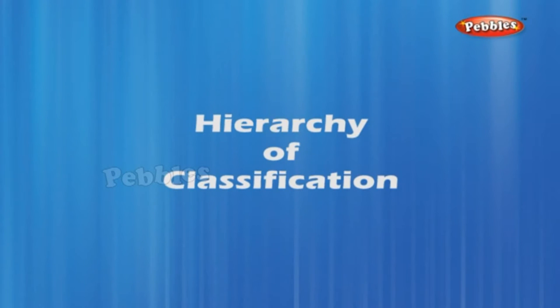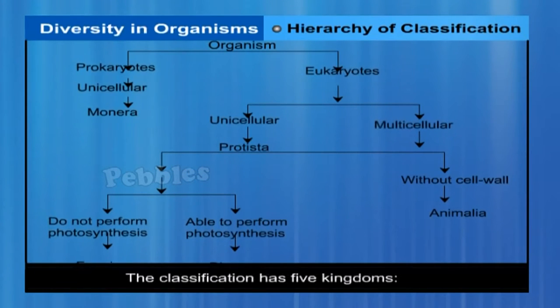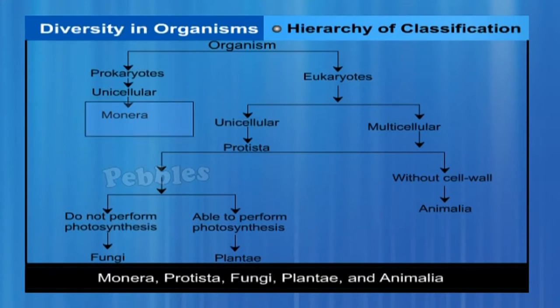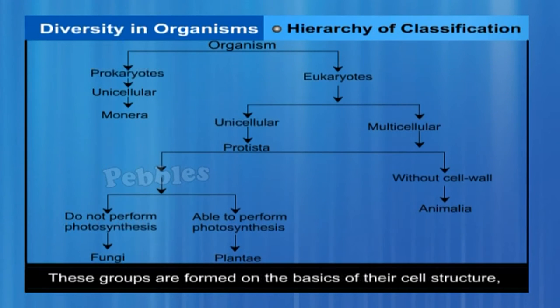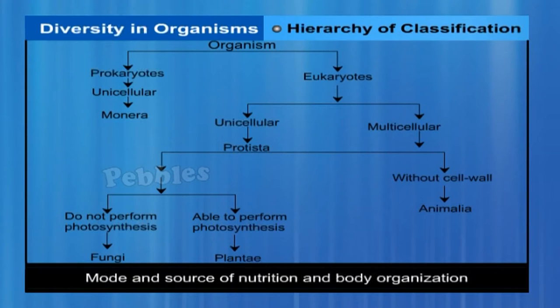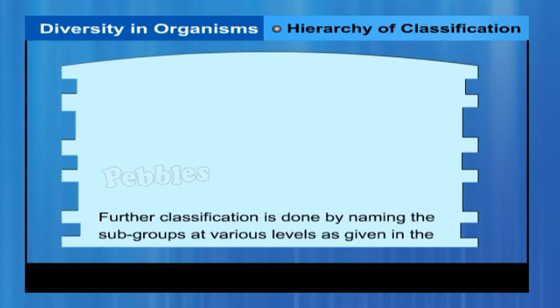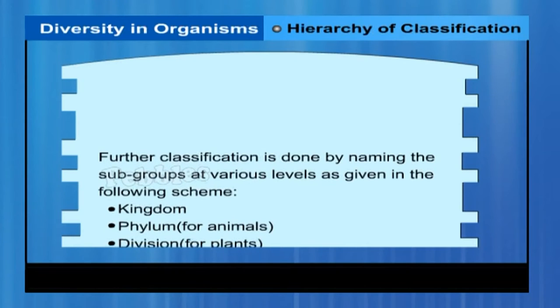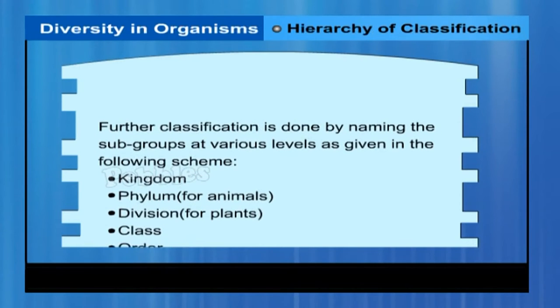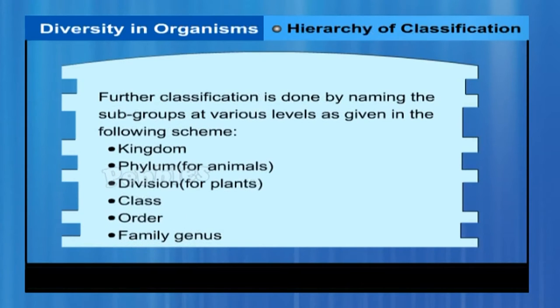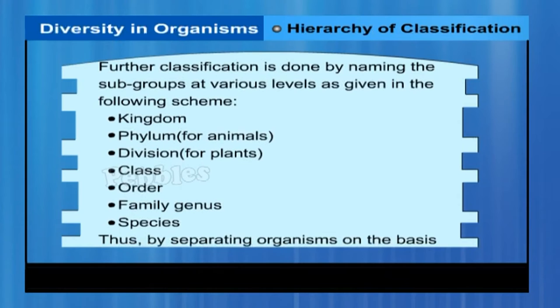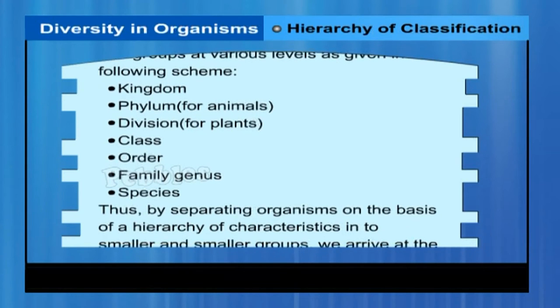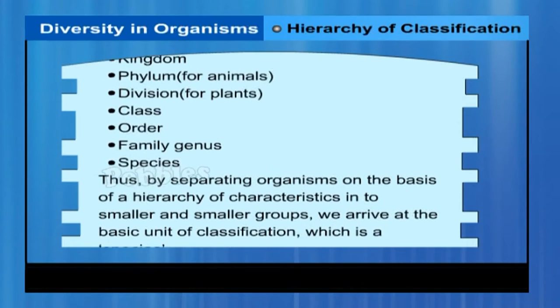Hierarchy of classification. The classification Whittaker proposed has five kingdoms: Monera, Protista, Fungi, Plantae, and Animalia, and is widely used. These groups are formed on the basis of their cell structure, mode and source of nutrition, and body organization. Further classification is done by naming the subgroups at various levels as given in the following scheme: kingdom, phylum for animals, division for plants, class, order, family, genus, species. Thus, by separating organisms on the basis of a hierarchy of characteristics into smaller and smaller groups, we arrive at the basic unit of classification, which is a species.